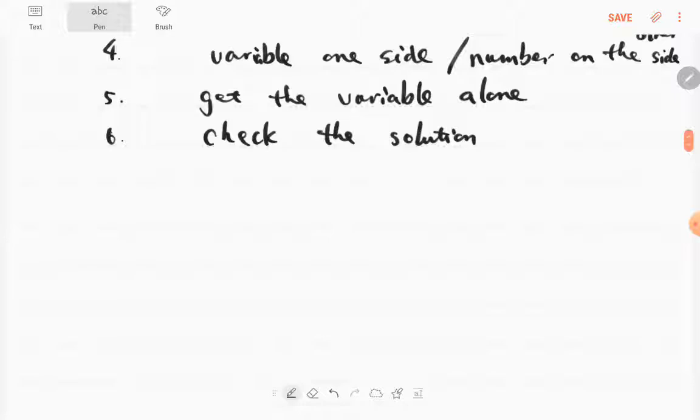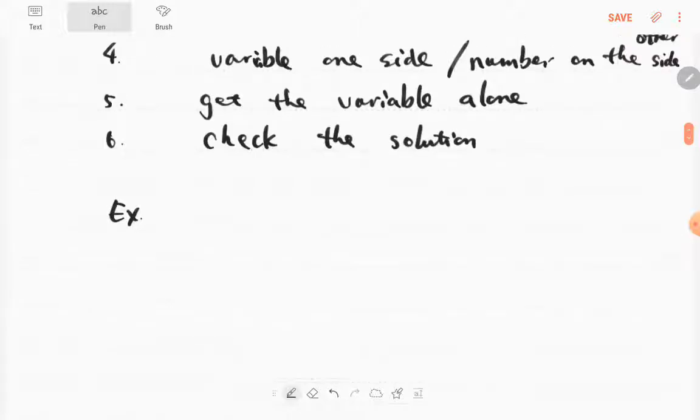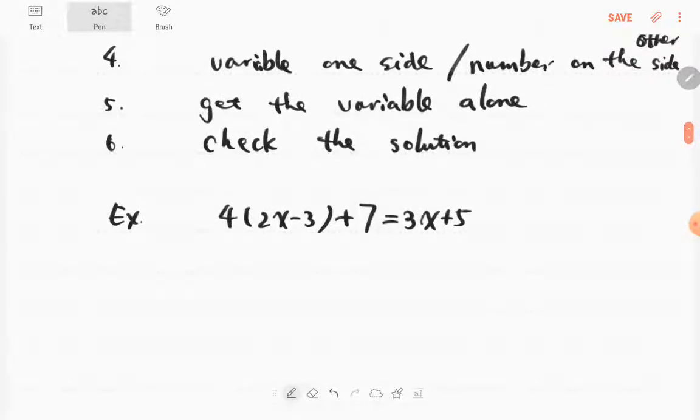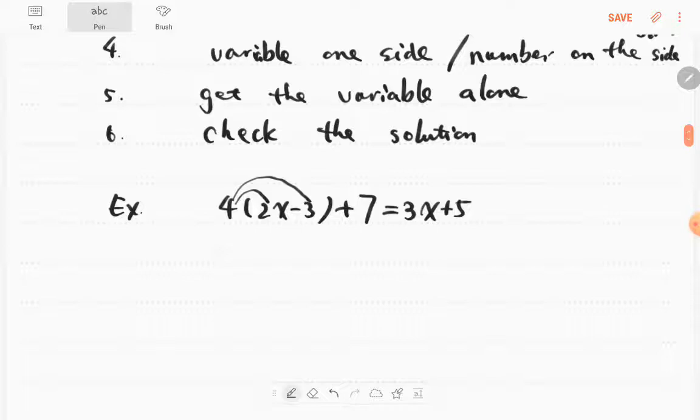Let's see some examples. So first example. First we see this equation and there's no fraction, so we can skip the first step. Then we check if there is a parenthesis, yes. So we should use the distributive rule. Again, make sure you don't forget anything.